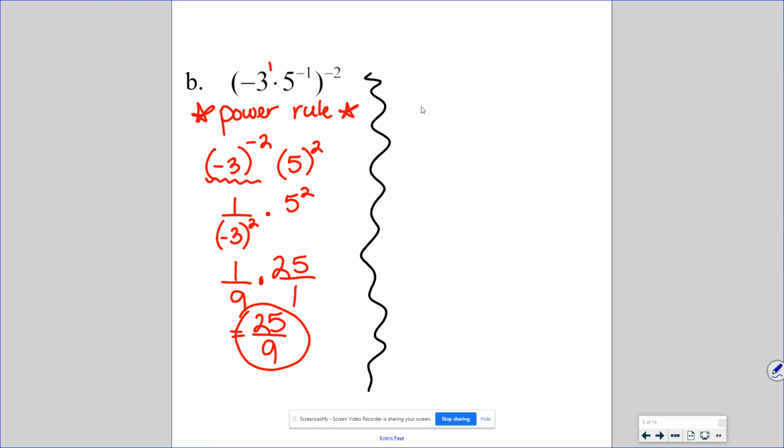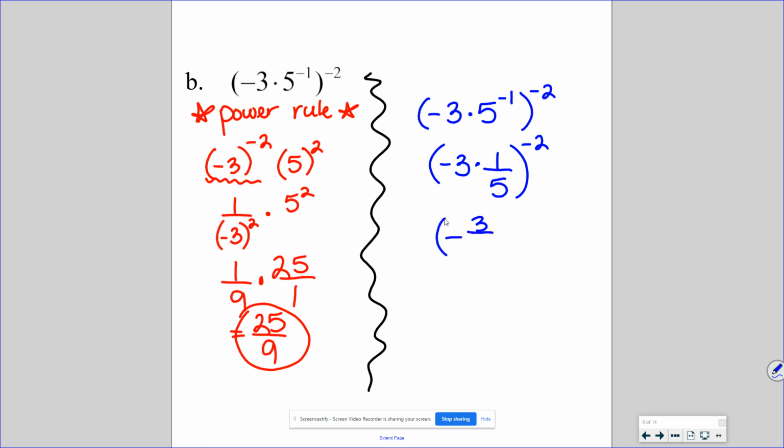Option number 2. You're going to simplify the negative exponents first. So option number 2, you would say negative 3 times 5 to the negative 1st power, all raised to the power of negative 2. I'm going to simplify inside the parentheses first this time, meaning I'm going to change that 5 to the negative 1st power into 1/5. And then we could multiply negative 3 times 1/5, and we get negative 3/5.